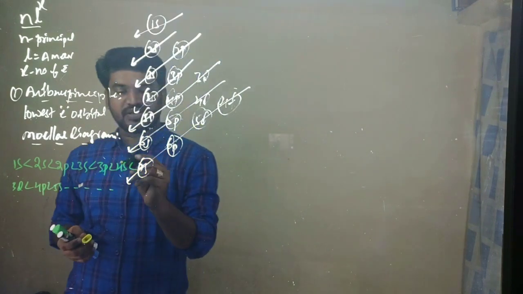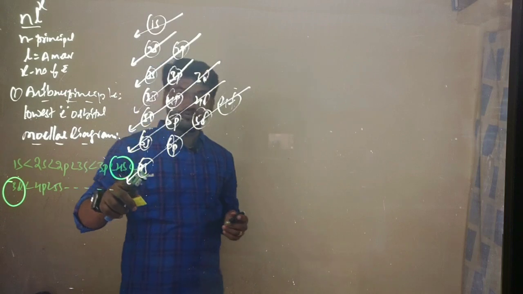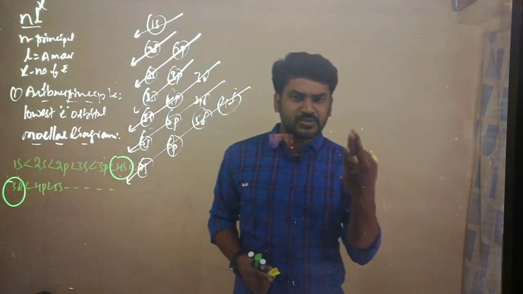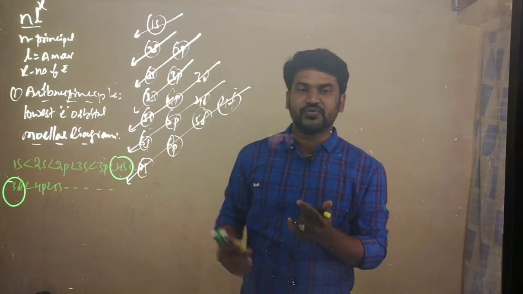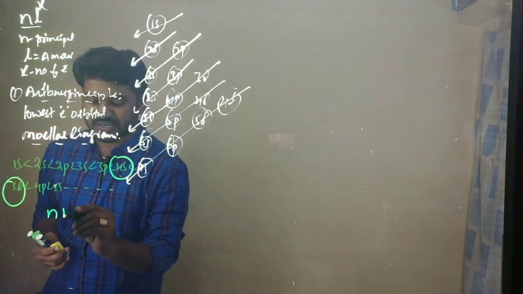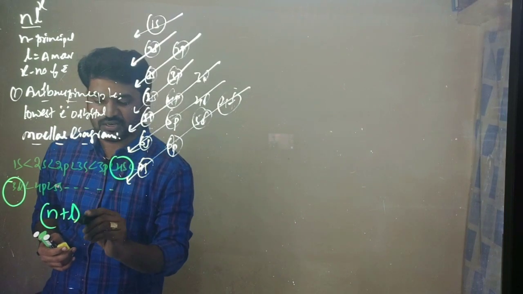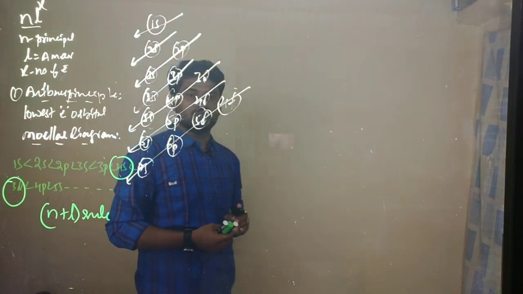Here, what we are writing is 4s, and here 3d, no? 4s means 4 is there, 3d means 3 is there, and 3 is smaller than 4, no? Then why are we writing 4s first? Here one rule is there, which we call the n plus l rule, right?